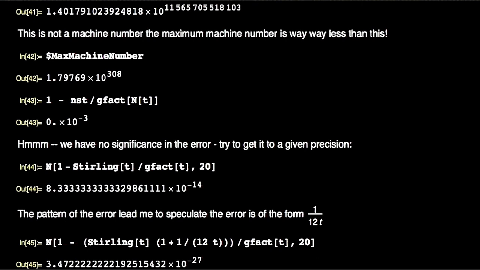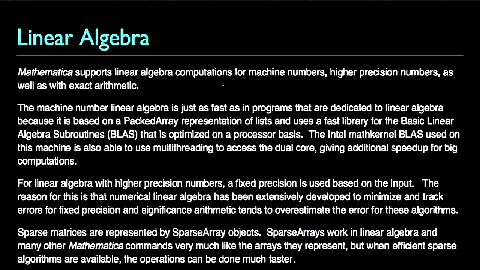But that's an example using the significance arithmetic, which I think is kind of neat. And using that trick to prevent symbolic partial evaluation is often very useful if you get intermediate results that might be really, really big. Okay, so let's go quickly to linear algebra.